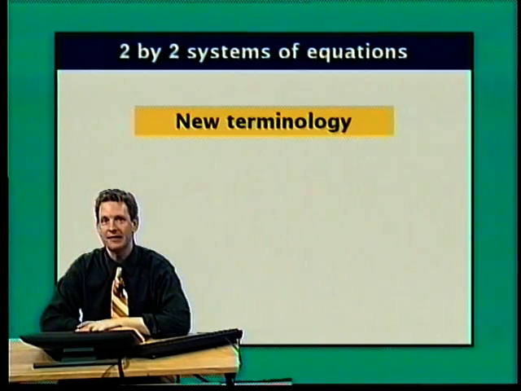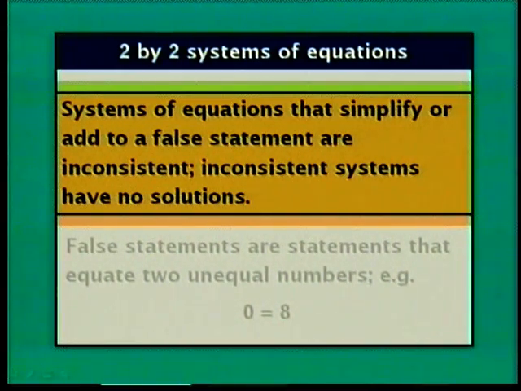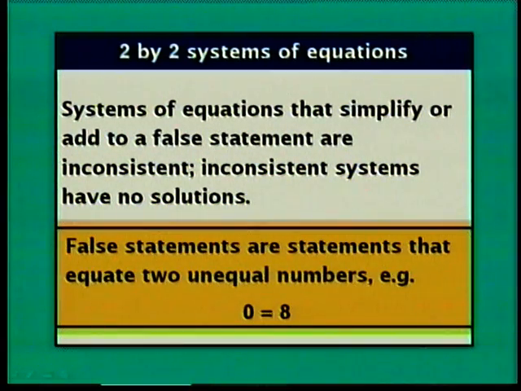First thing I want to discuss is some new terminology. Look at the heading on this slide, 2x2 systems of equations. This is frequently used language when we're talking about two equations with two unknowns, 2x2. Systems of equations that simplify or add to false statements are inconsistent. Inconsistent systems have no solutions. False statements are statements that equate two unequal numbers. For example, 0 equals 8.